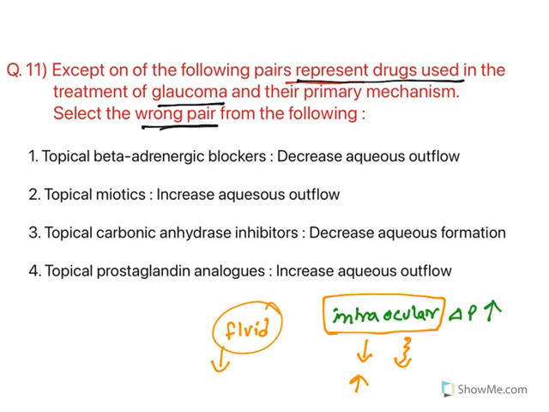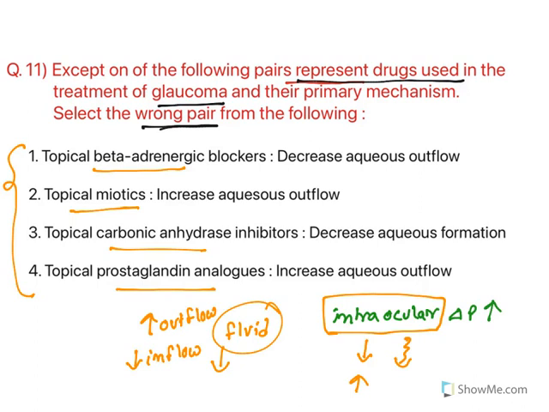Either you can increase the outflow, so that you will be sending out the liquid, or decrease the inflow so that the formation of fluid will be reduced. See, topical beta-adrenergic blockers, myotics, carbonic anhydrase inhibitors, prostaglandin analogs, all of them can be used to treat glaucoma. But look at their mechanism of action.